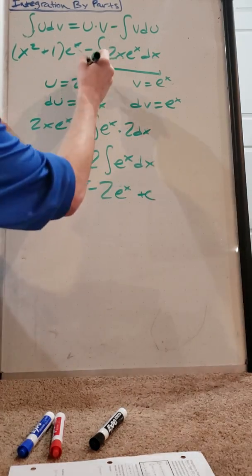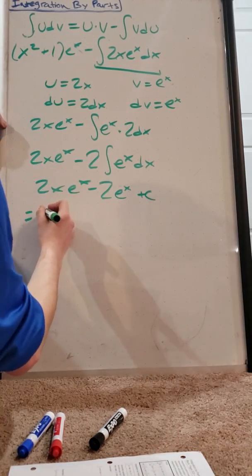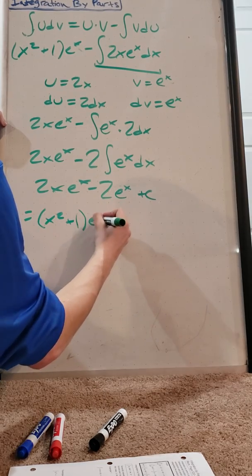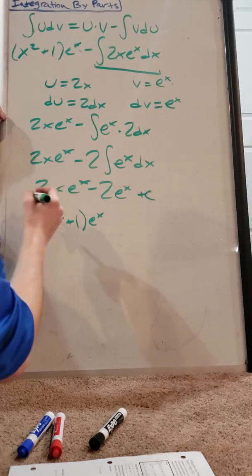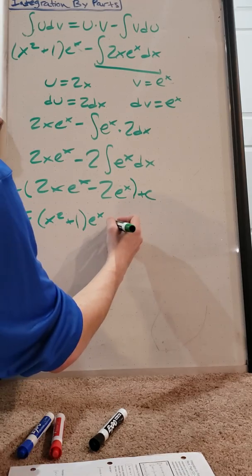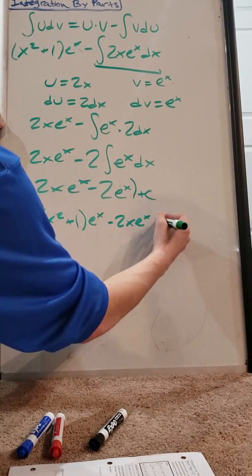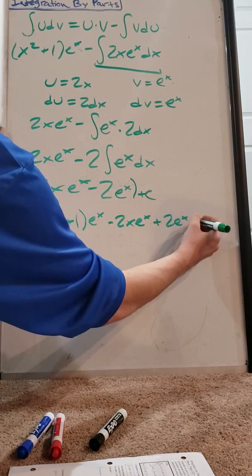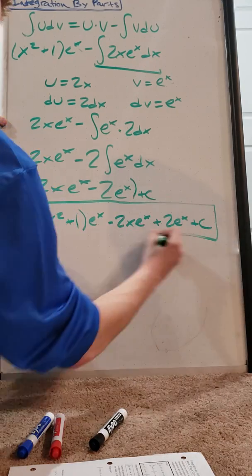But that's just this part up here, so our full answer is this. You get x squared plus 1 times e to the x, minus this entire thing, so you subtract all of it. You get minus 2x e to the x plus 2 e to the x, because negatives cancel out, plus c. And that is how you do the second one.